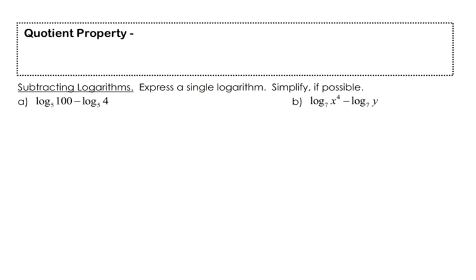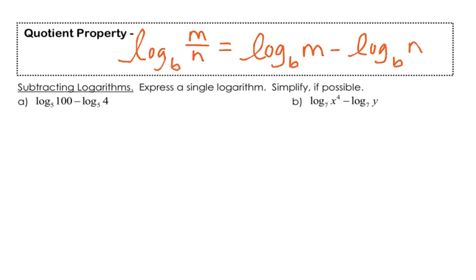The next property is the quotient property. Remember, quotient, usually see division here. So this property is going to look like this. Log base b of m over n is equal to log base b of m minus log base b of n. So if you're dividing, you're going to split that up with a minus sign. And it's always the top value minus the bottom. So whatever's on top minus whatever's at the bottom.